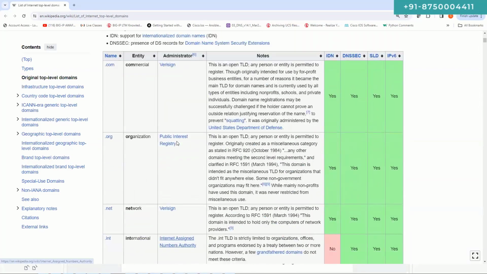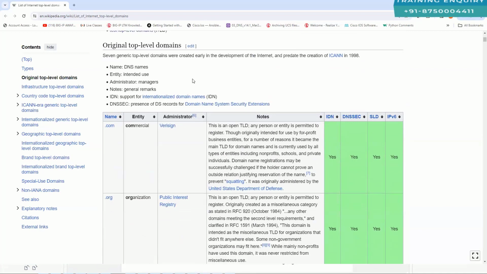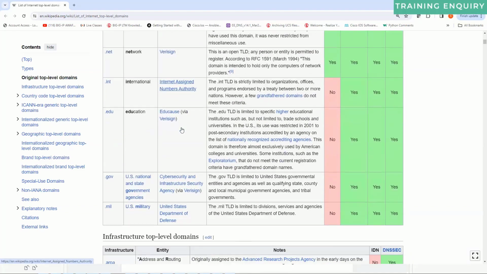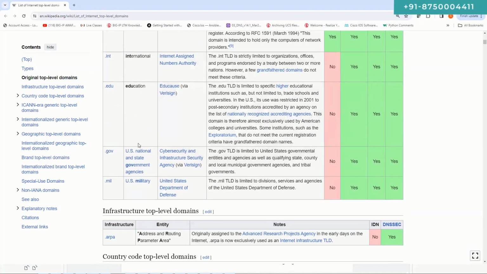Ideally, you would see the original top level domains, and under the original top level domains, you would see .com, .org, .net, .int, .edu, .gov, .mil. Mil is military, for the US military, right? .gov is for government.